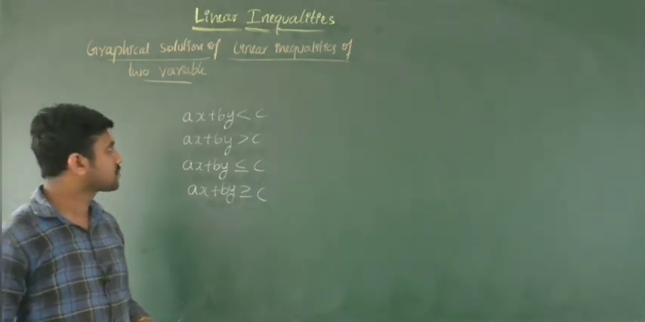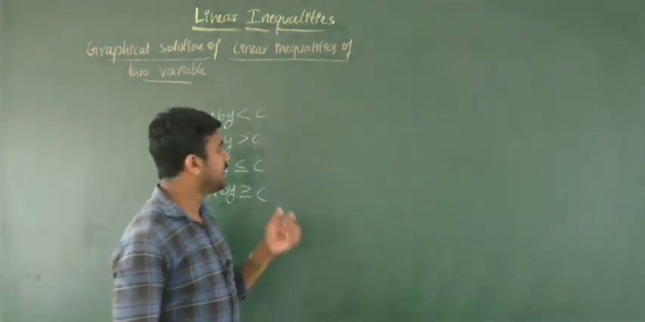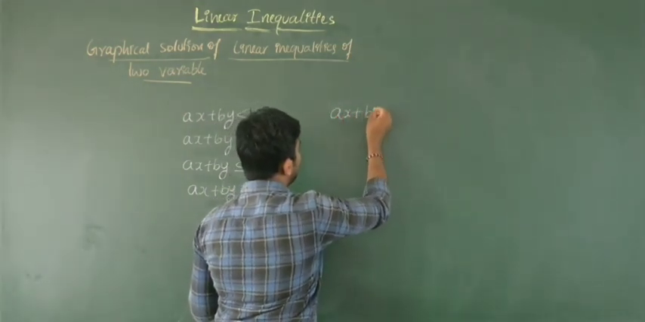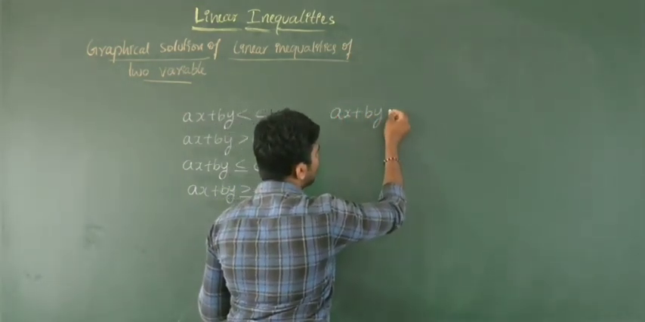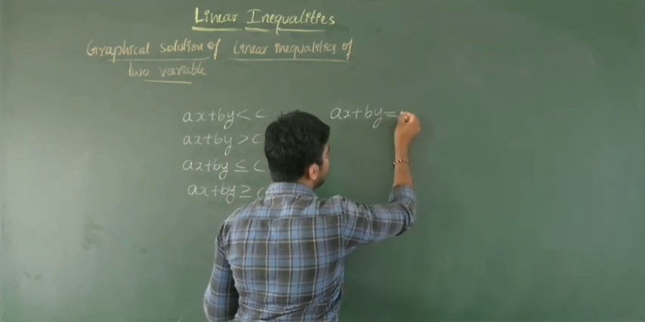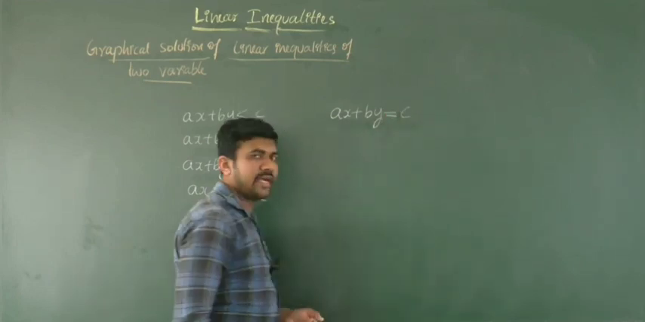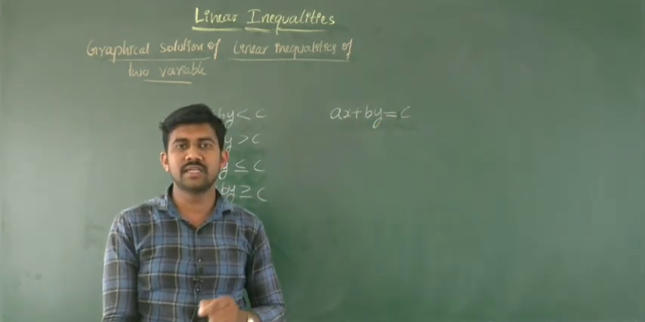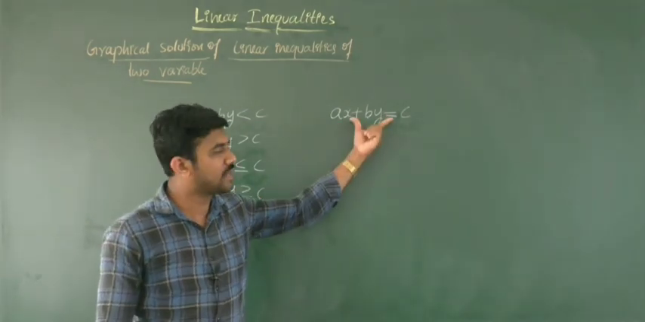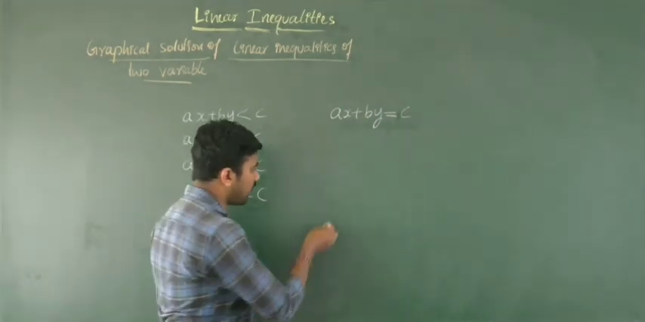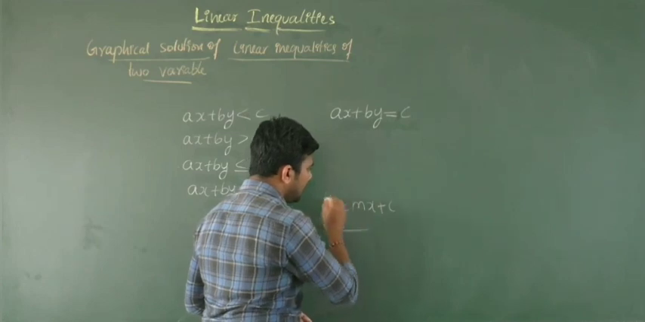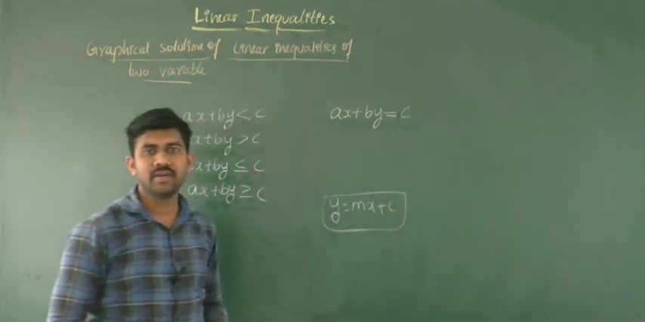Now we can write the linear equation of two variables in general form as ax plus by plus c is equal to 0, or ax plus by is equal to c. And how does the graph of this equation come? It is a line we'll get. This is the equation of a line, or it is in the form y is equal to mx plus c. This is the equation of a line in a plane.